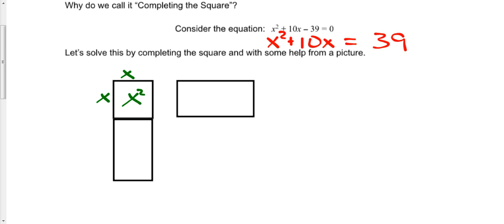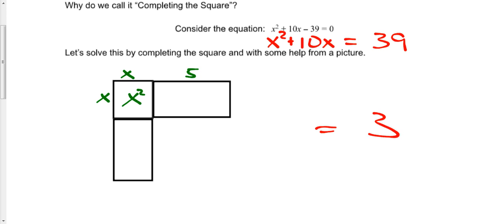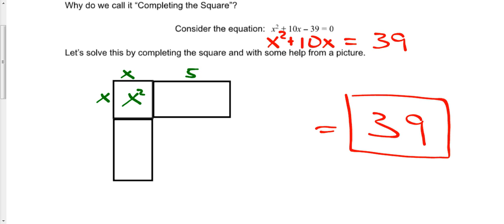Because I turned it on its side, it is x tall and 5 wide. Okay, and this equals what? This equals 39, right? I got some square over here with 39 area. Now, what am I missing? Oh, what's the length of this side again? This is 5, right?